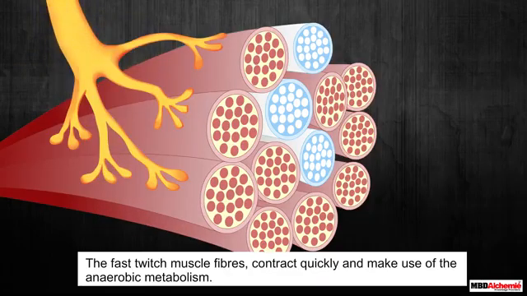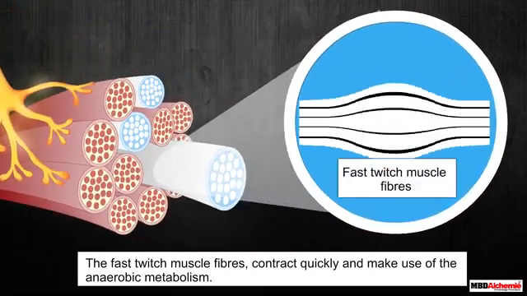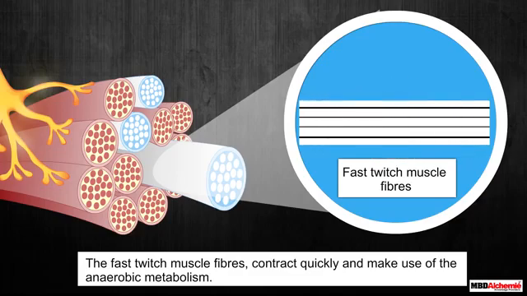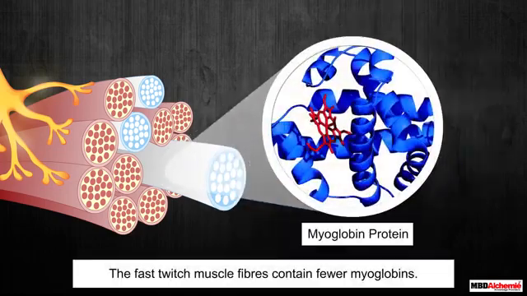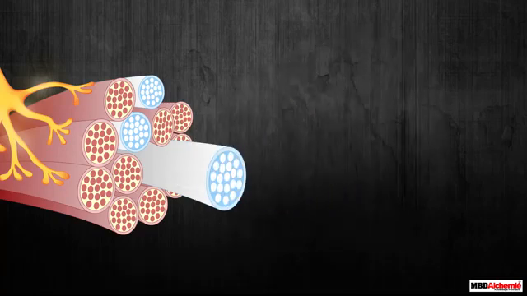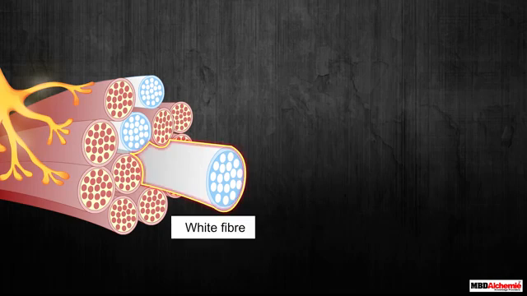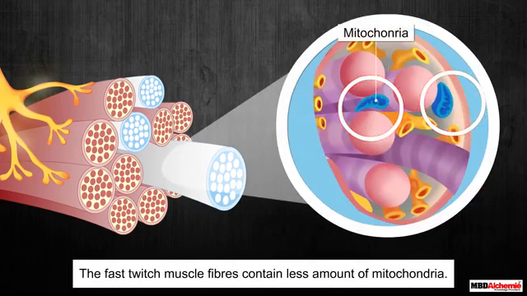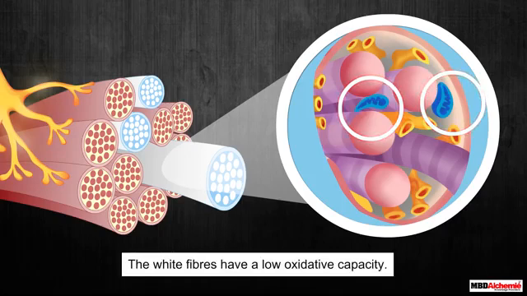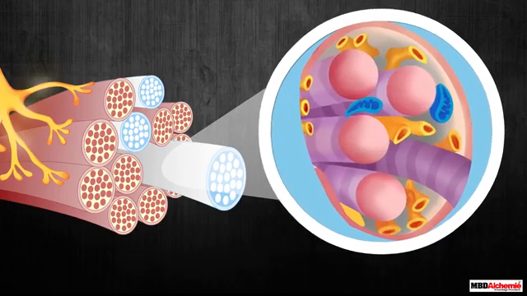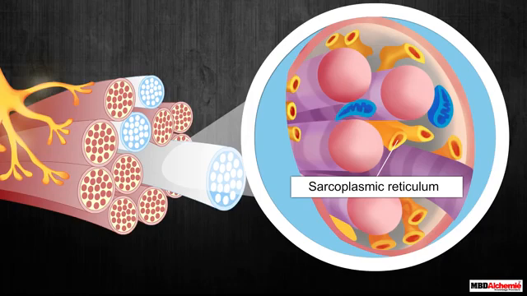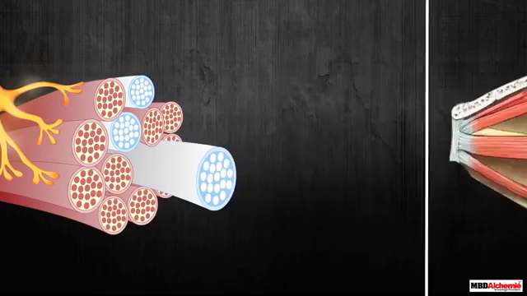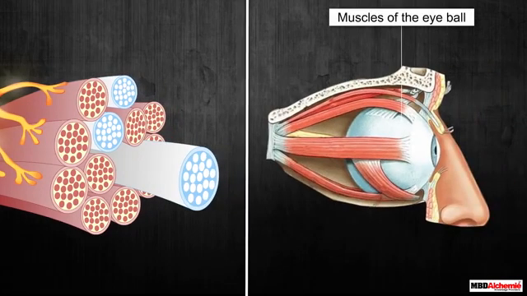The fast-twitch muscle fibers, on the other hand, contract quickly and make use of the anaerobic metabolism. They generally contain fewer myoglobins, thus are pale or whitish, hence also known as white fibers. The number of mitochondria are also few in them, hence they have a low oxidative capacity. That is, the ability to use oxygen is low. The amount of sarcoplasmic reticulum is high in white fibers. For example, the muscles of the eyeball.